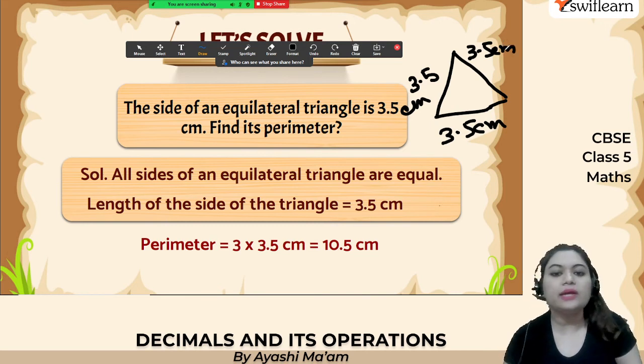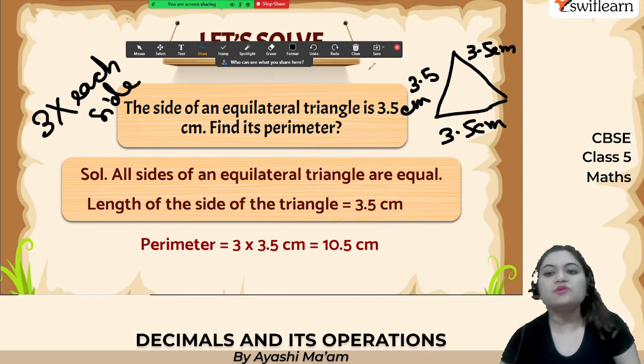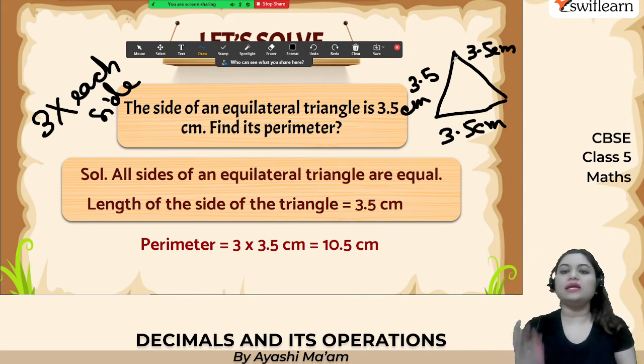And what is the perimeter of the triangle? Perimeter of the triangle will be 3 times each side, right? 3 times each side length. Why is it 3 times? Because to find out the perimeter, we basically add all the sides.